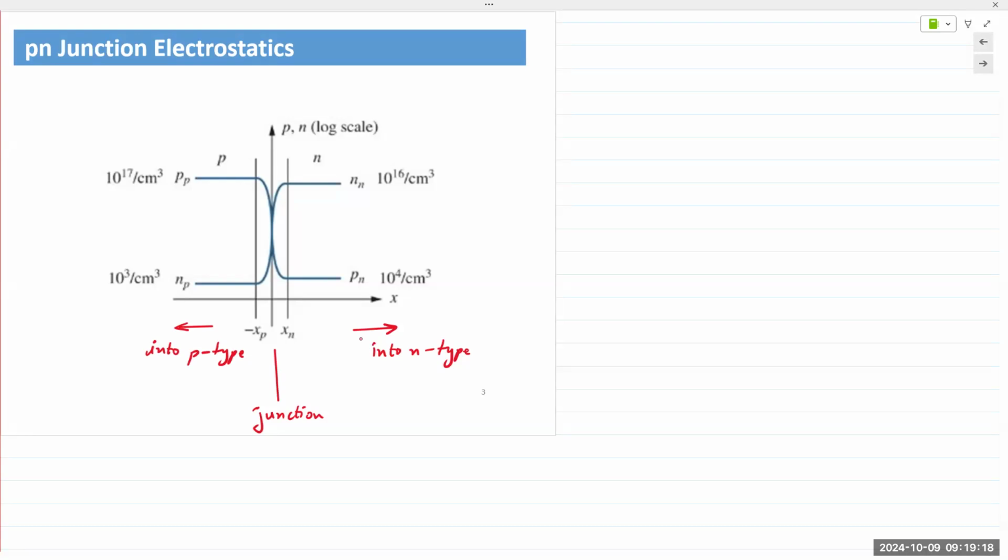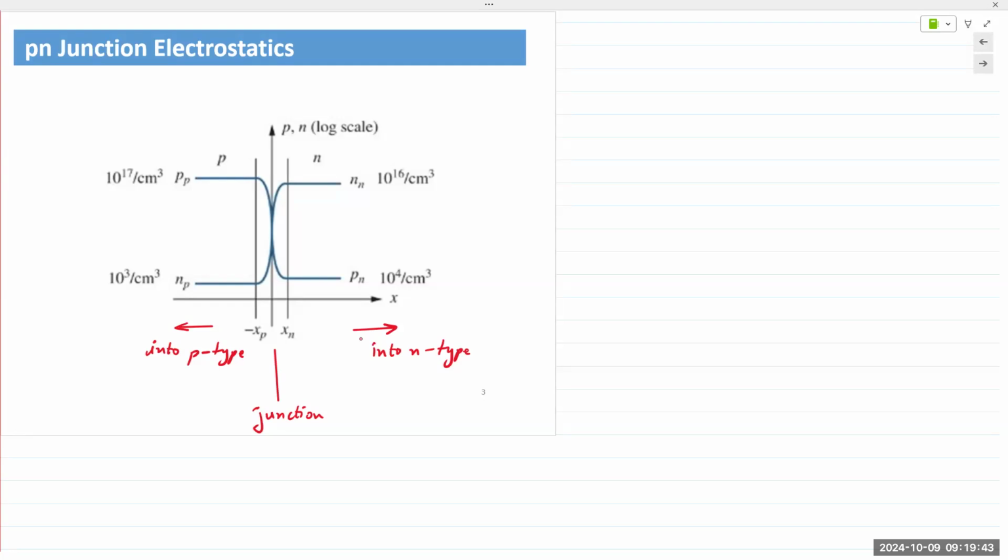Again, they're both distances into the material. The junction is in the middle. That's where the P and N-type material make contact. And then on your right is the N-type material, and on your left is the P-type material. So this shows how far into this material the junction is extending. Does that make sense? Right?